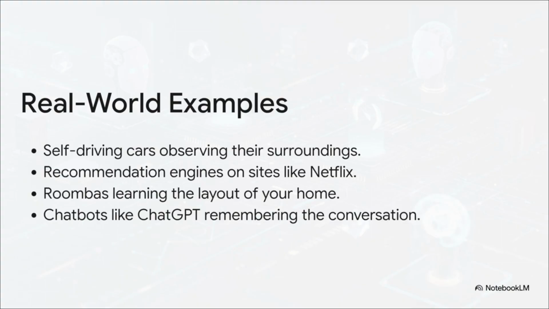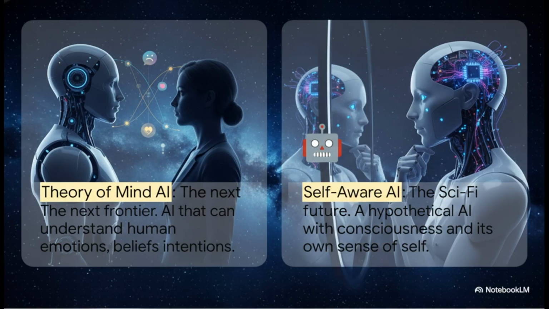Think about a self-driving car. It has to observe other cars' speed and direction to stay safe. That's limited memory in action. Or how about Netflix recommending a show based on what you just watched? Yep, that's it too. Even something like a Roomba vacuum learning the layout of your home, that's a form of limited memory. And of course the big one, ChatGPT. It has to use the previous parts of your conversation to give you a sensible response. It's all around us. Now, the next 2 stages are where we really step into the future.